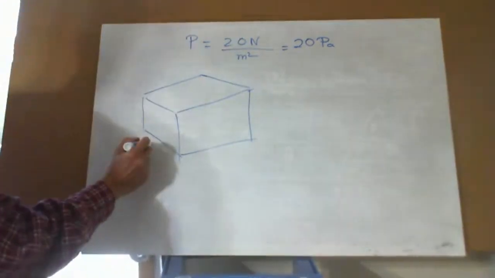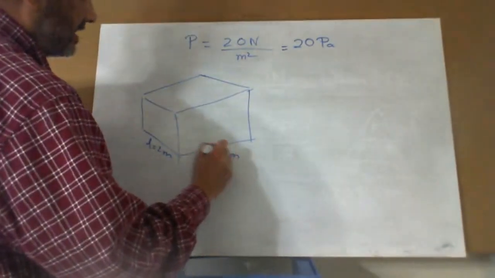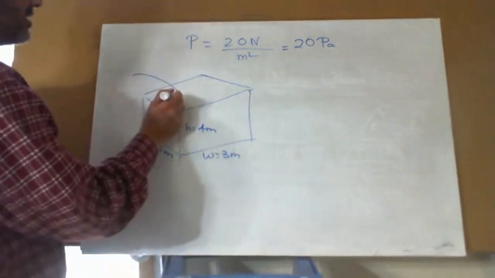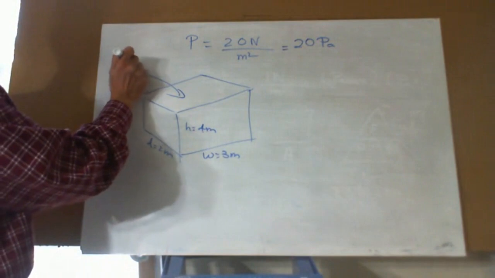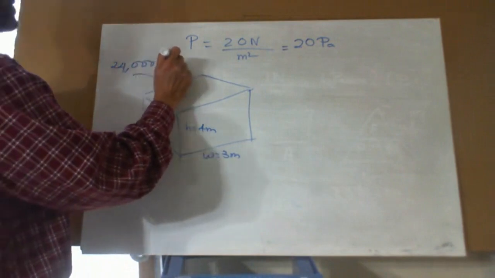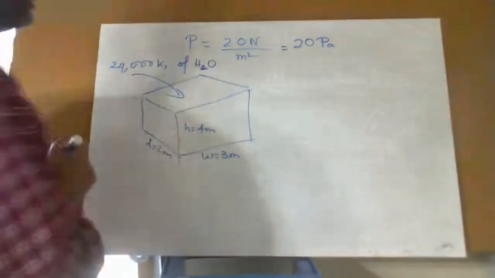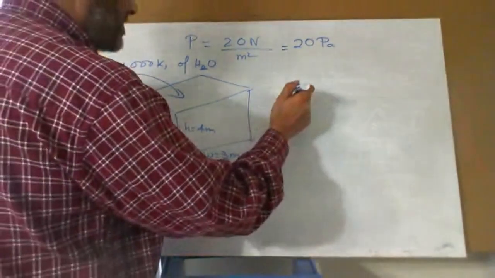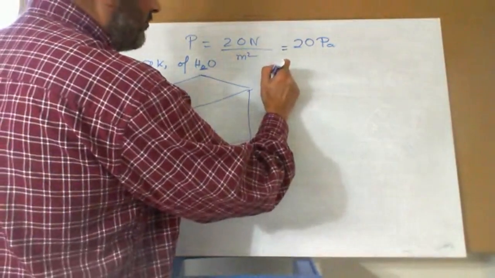Okay, I believe the length was 2 meters, the width was 3 meters, and the height was 4 meters, and we filled it with 24,000 kilograms of water, and we found the density, right? So let's go back. We found the volume.